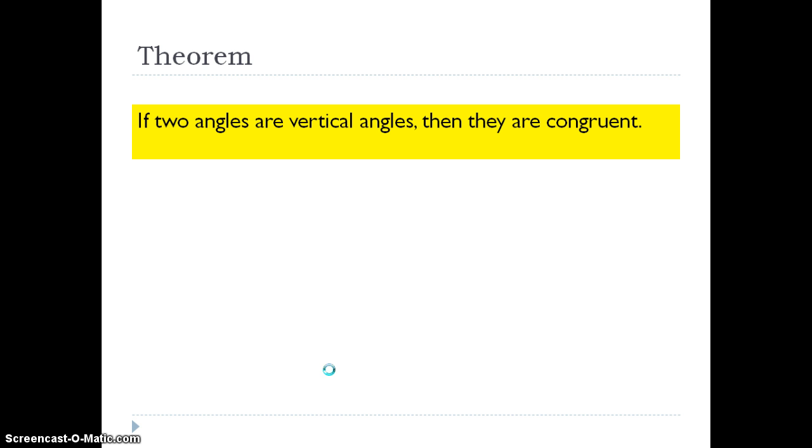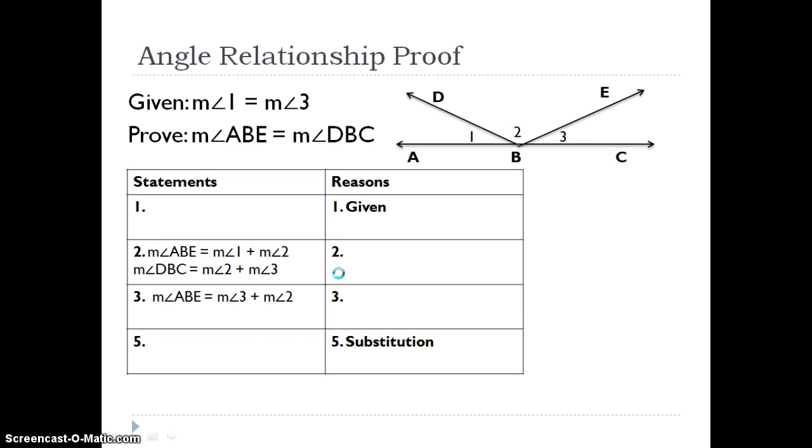The last theorem we're going to review is if two angles are vertical angles, then they are congruent. A way to abbreviate that is vertical angles are congruent. Let's try our first real angle relationship proof.